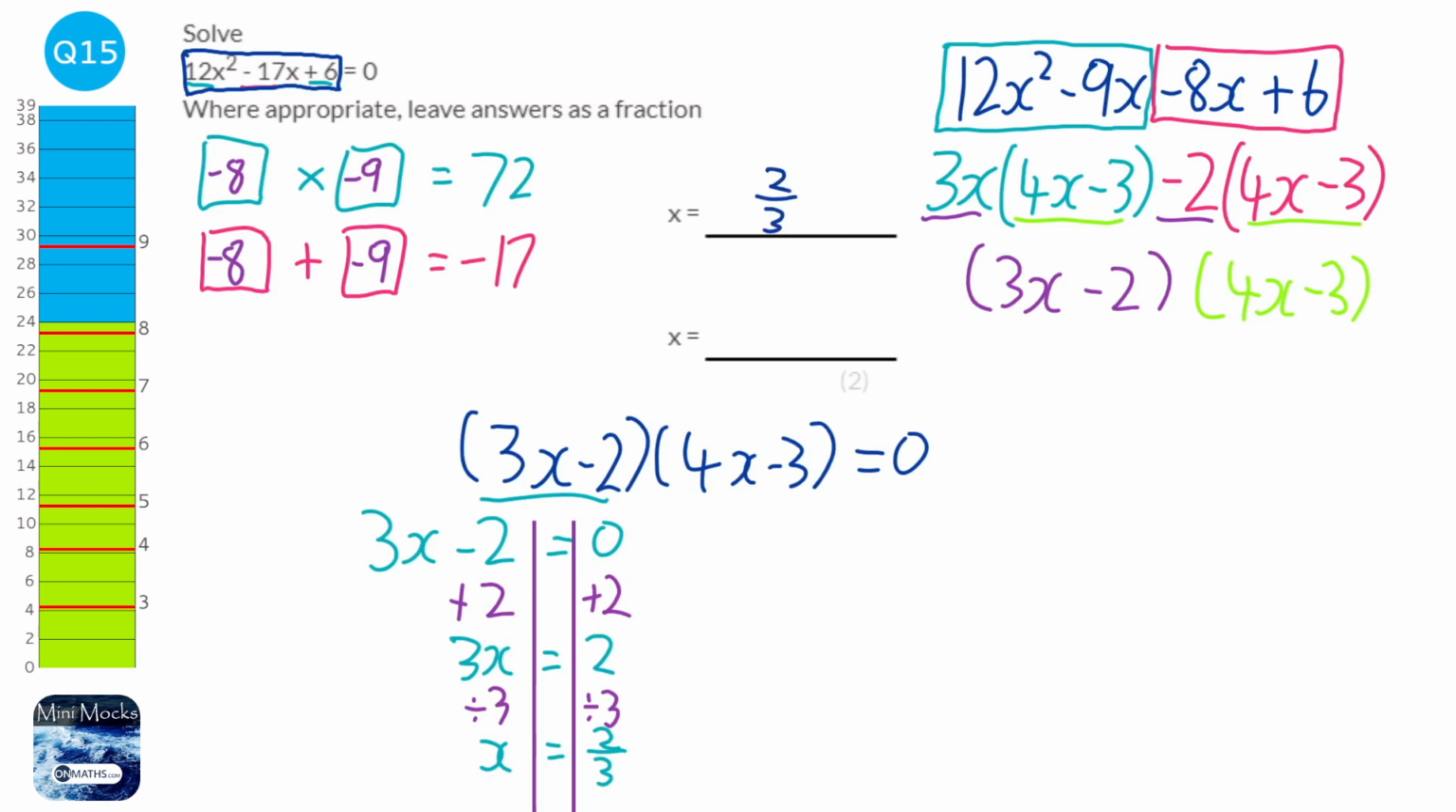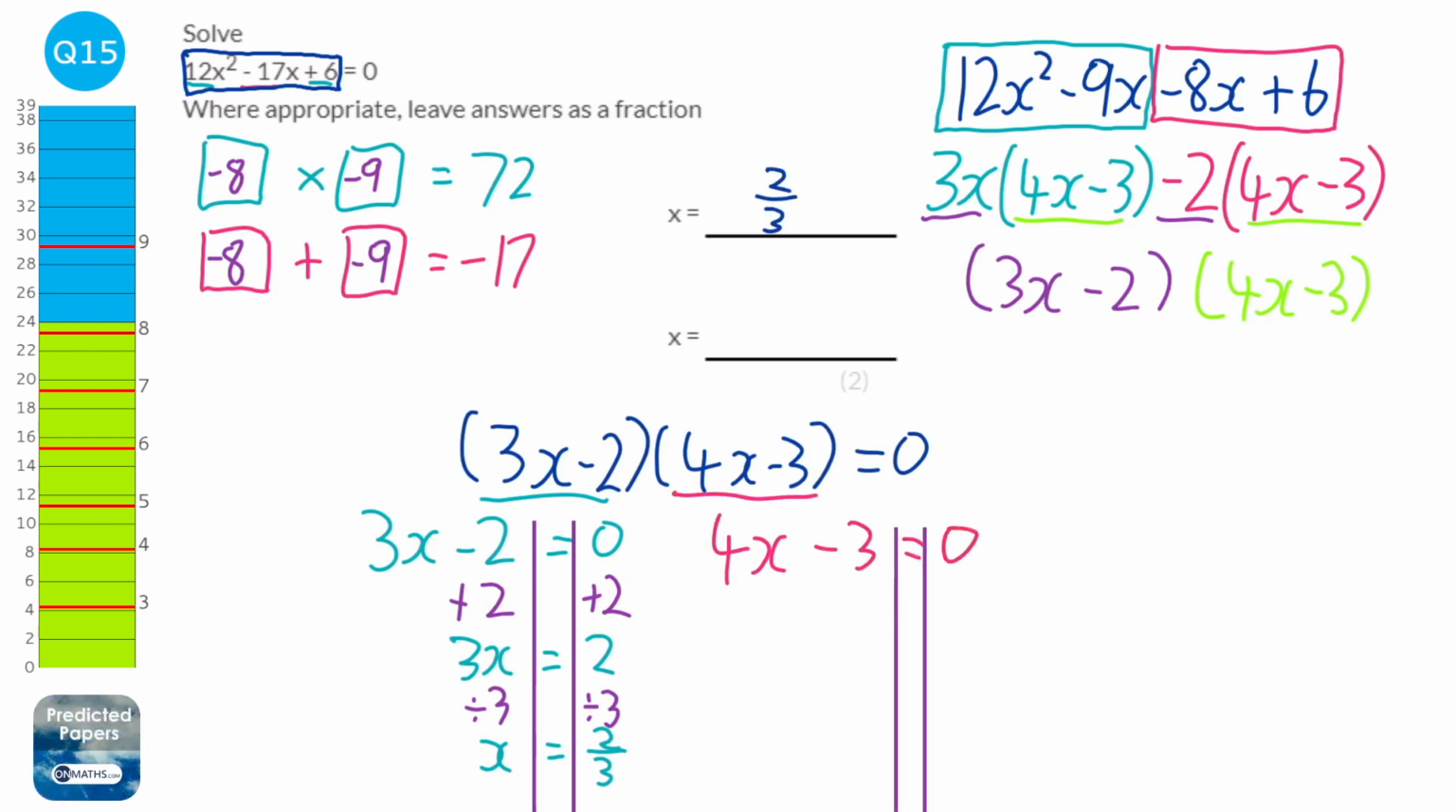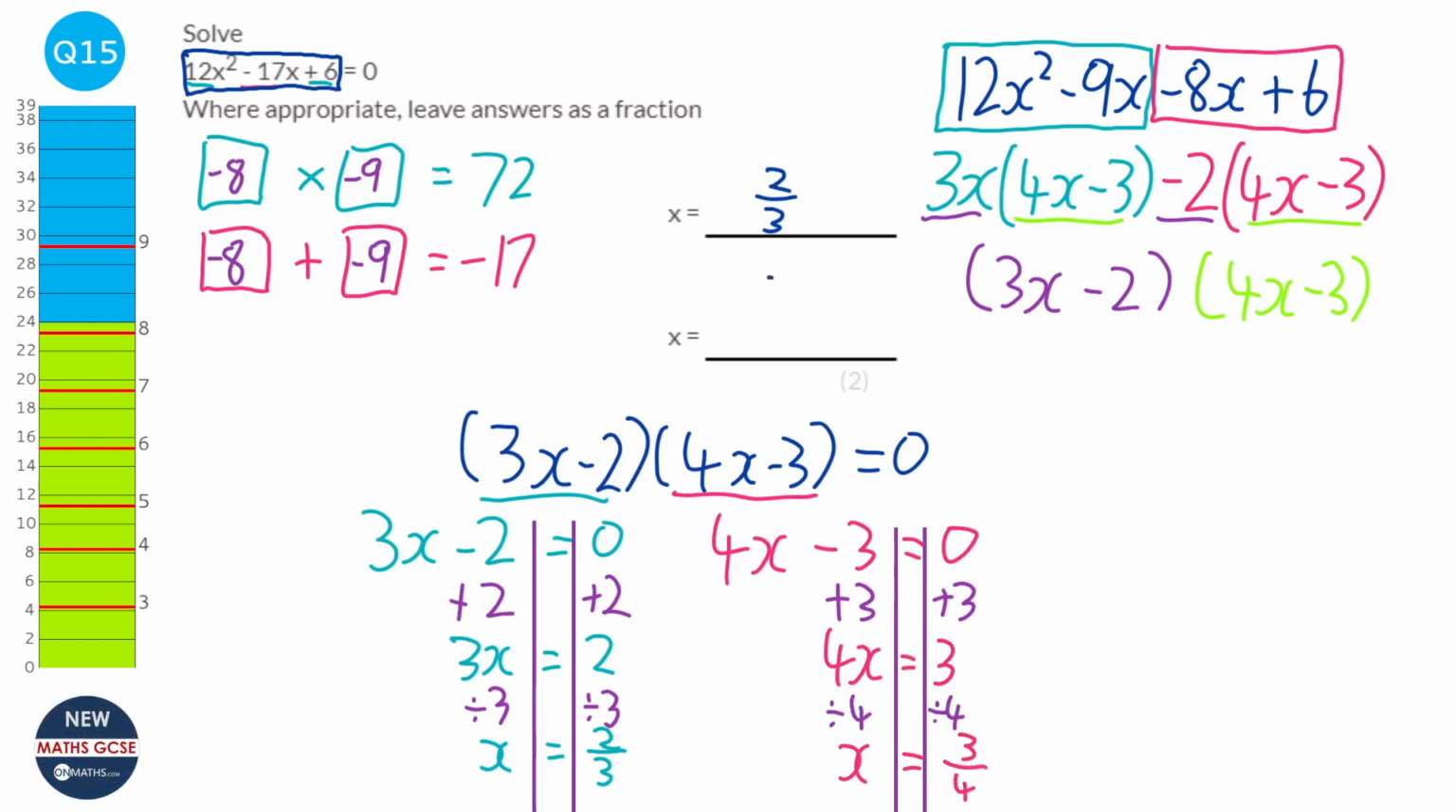And we're going to do exactly the same thing to the right hand side. Get it equal to 0. Get our solving lines in. And we're going to add 3 to both sides. So we get 4x equals 3. And again, divide by 4 both sides. And we get x equals 3 over 4. So our second solution is 3/4.